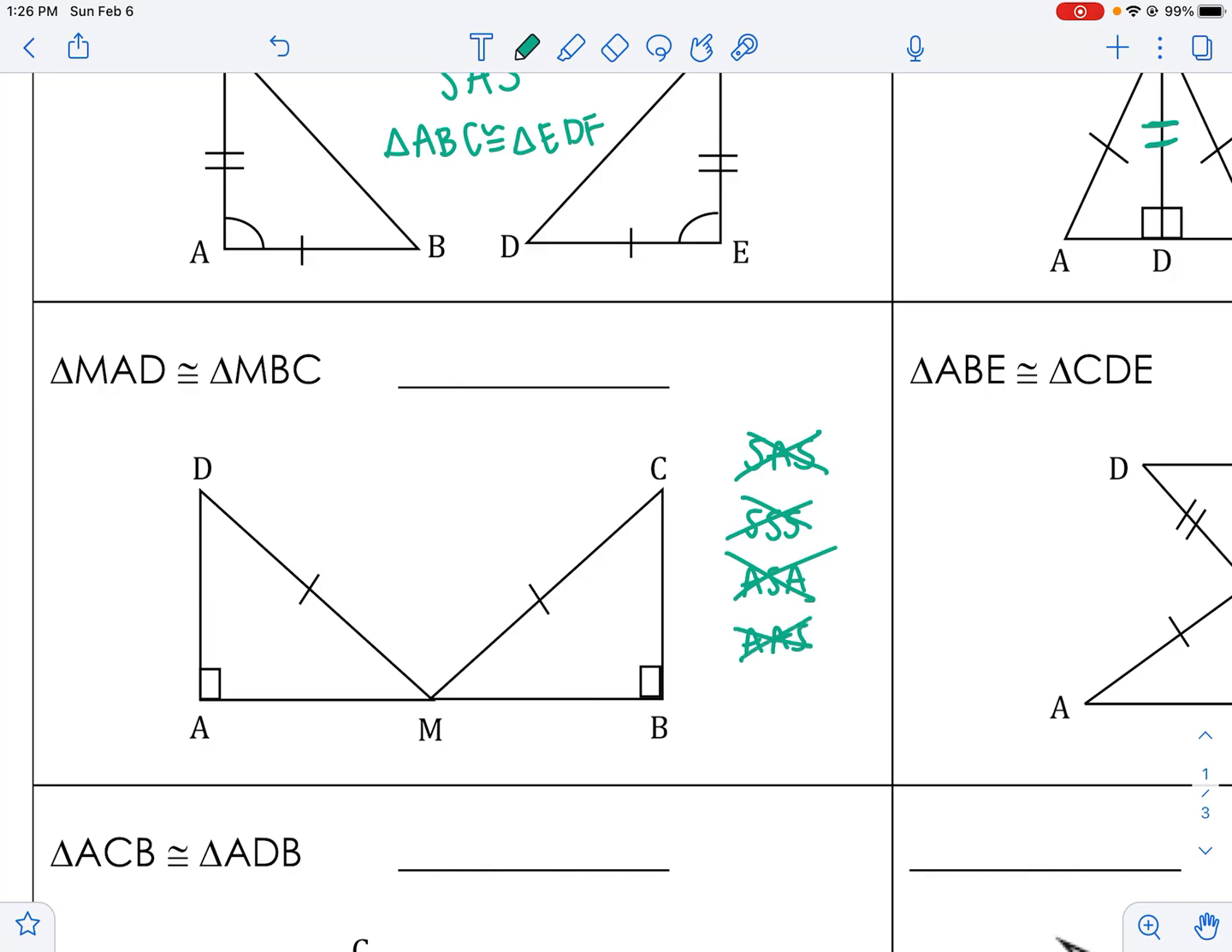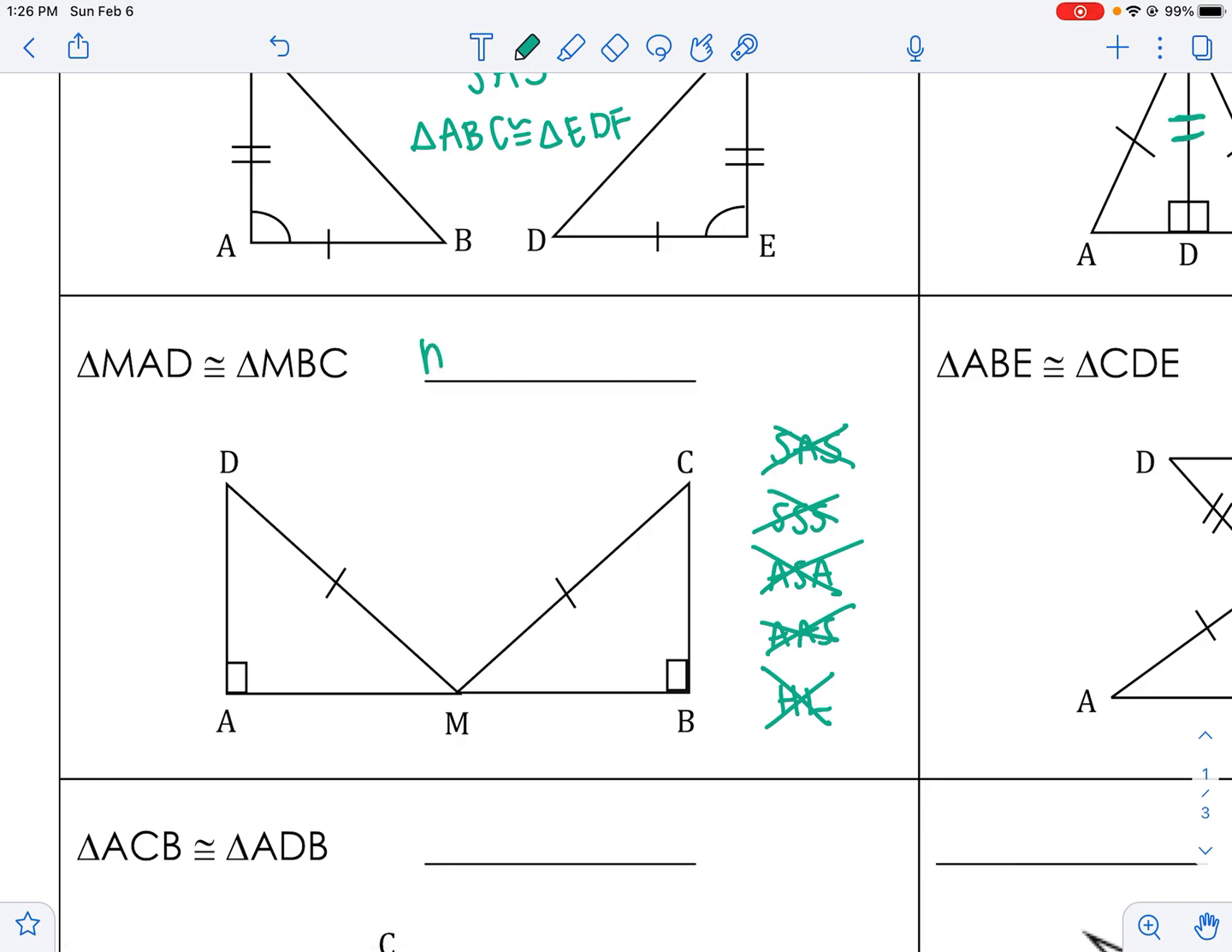Is it angle, angle, side? Don't have enough there. And then what about HL? Well, it's a right triangle. The hypotenuses match, but do I have a leg? No. So are these two triangles congruent? No, because there's not enough information for me to figure it out.